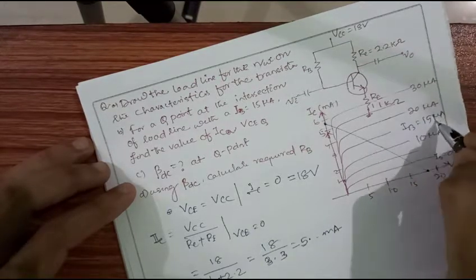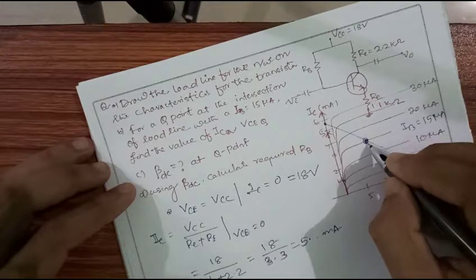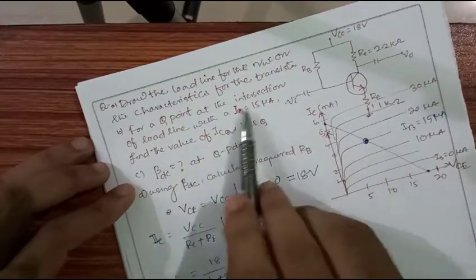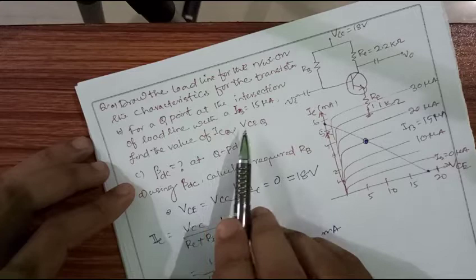Remember, IB is always in the microampere range. So this is the Q point. Okay, the Q point is the intersection of the IB and the load line. Find the value of ICQ and VCEQ.